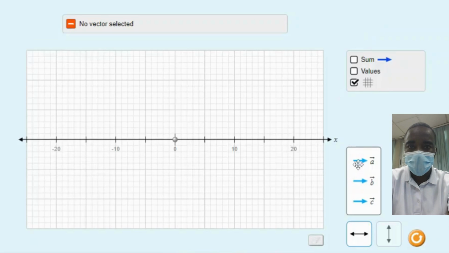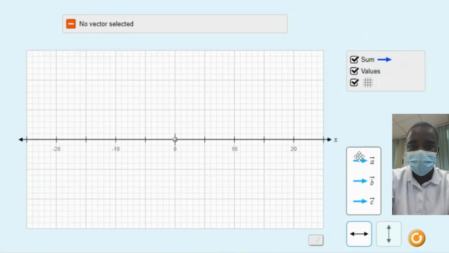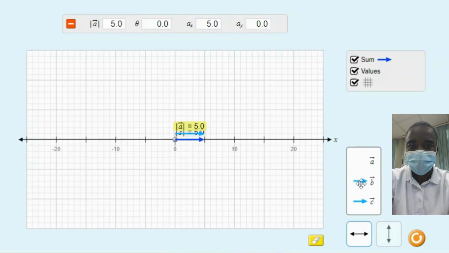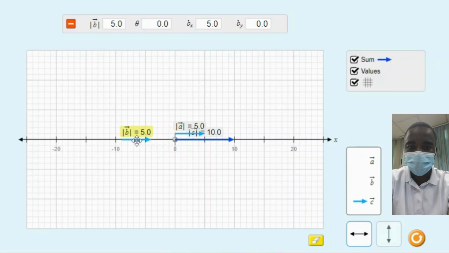The vector addition simulation is an interactive educational tool designed to help students explore and understand the principles of vector addition in both one dimensional and two dimensional spaces. By providing a hands on approach to investigating how vectors add together, the simulation offers a comprehensive learning experience that covers fundamental concepts in mathematics and physics.